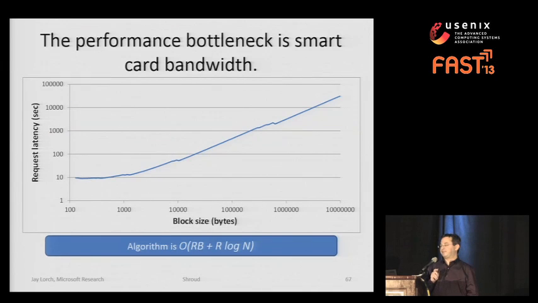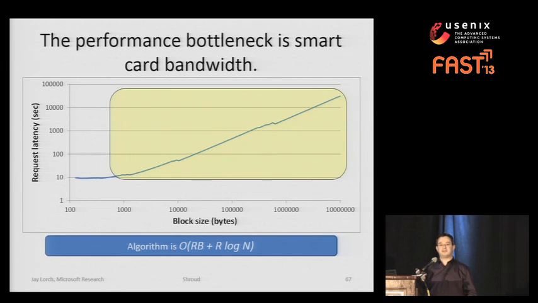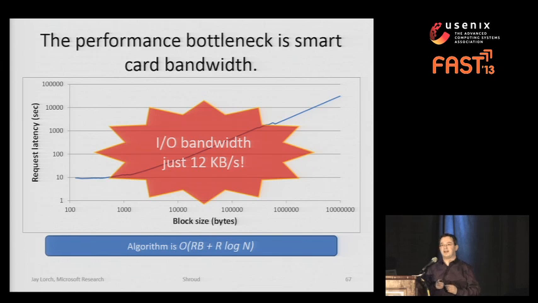So, what is the cause of this? The cause is the bandwidth bottleneck. These things are very slow. They have 12 kilobytes per second of bandwidth. So although for small block sizes, we're dominated by the cost of shuttling around constant-sized things like attestations and Merkle hashes, for the large objects like Flickr photos, we are suffering the consequence of 12 kilobytes per second.